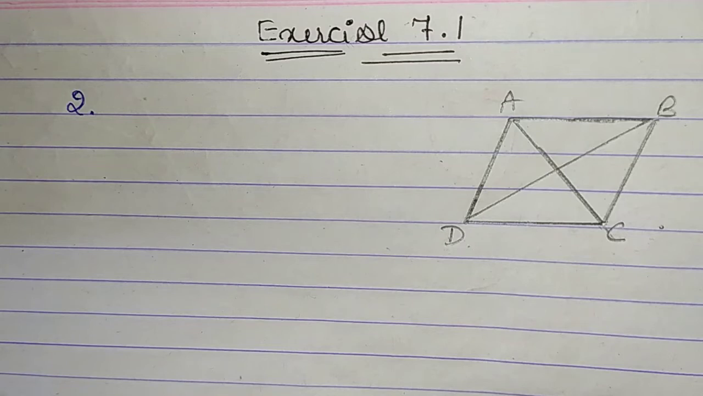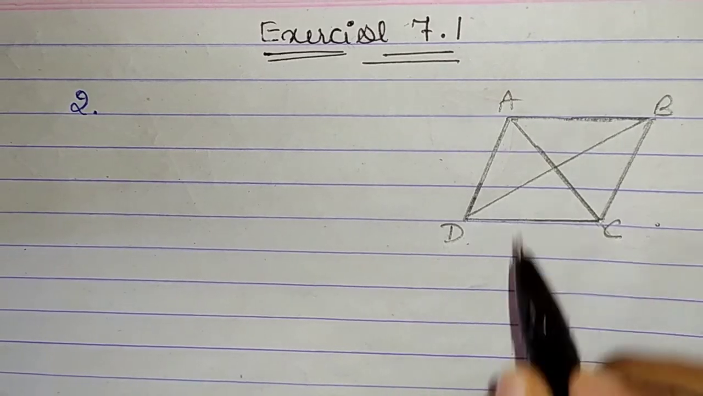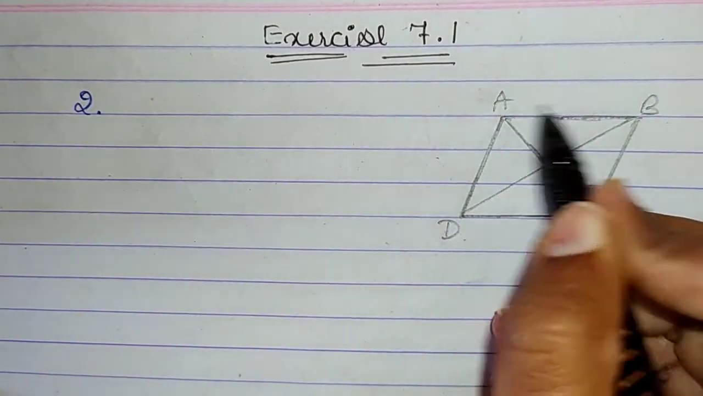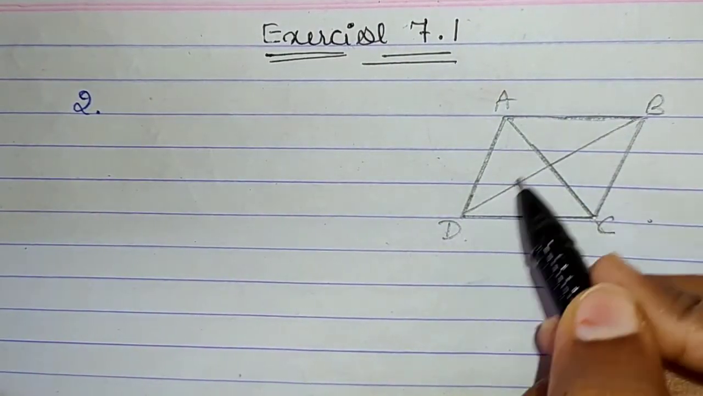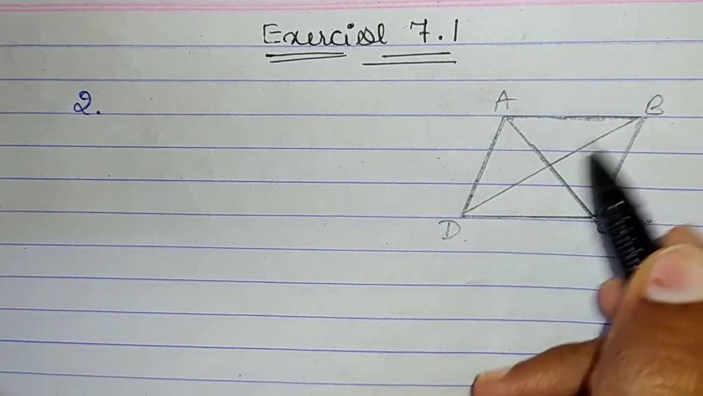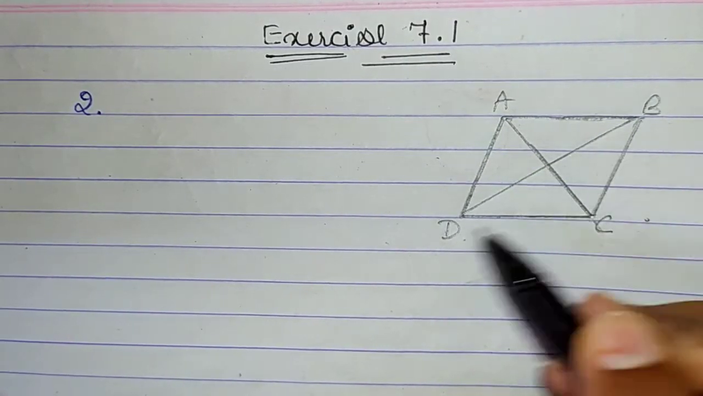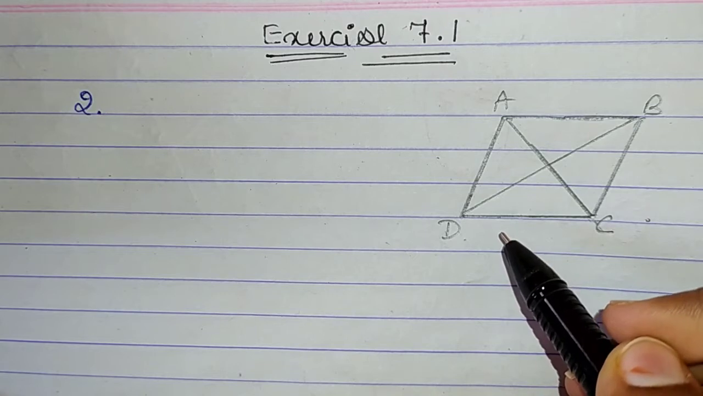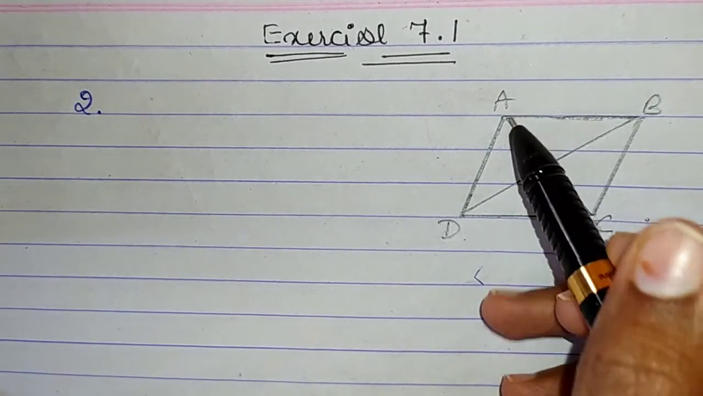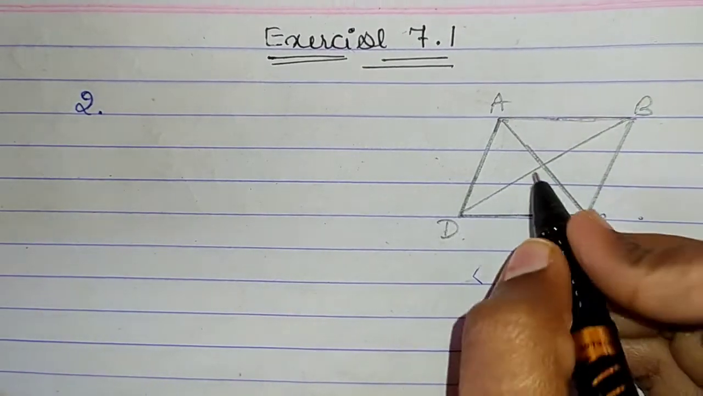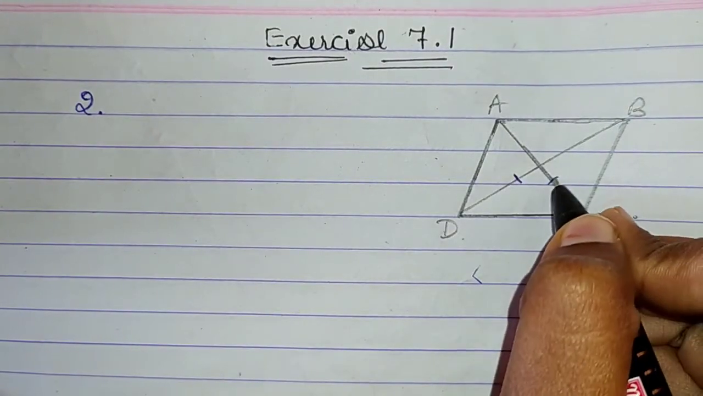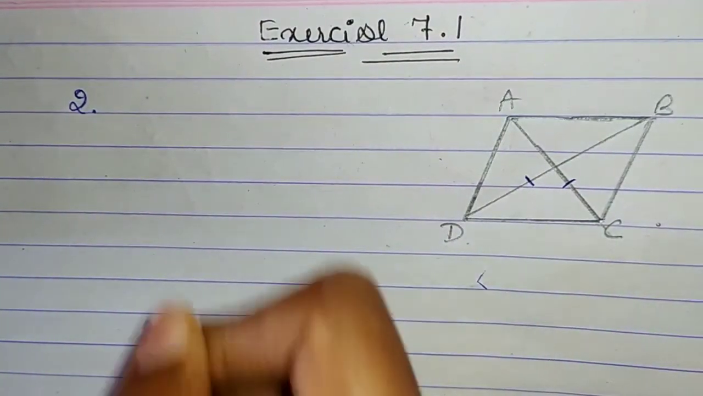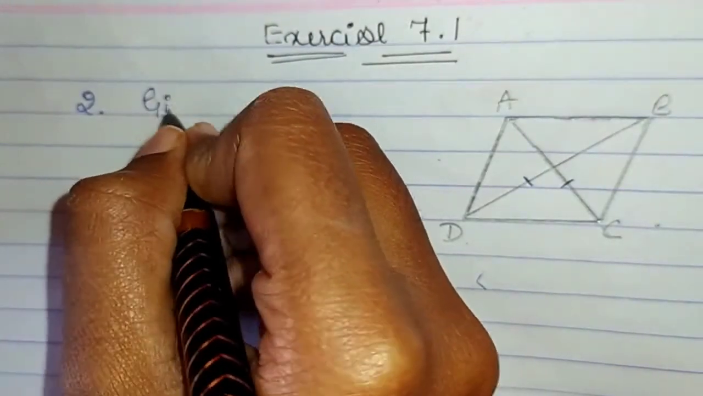Now moving to the second question, that is, if the diagonals of a parallelogram are equal, then show that it is a rectangle. So here we have a parallelogram ABCD whose diagonals AC is equal to BD. We have to show that ABCD is a rectangle. That means we have to prove one of the angles of this parallelogram is equal to 90 degrees. So AC is equal to DB. Given.